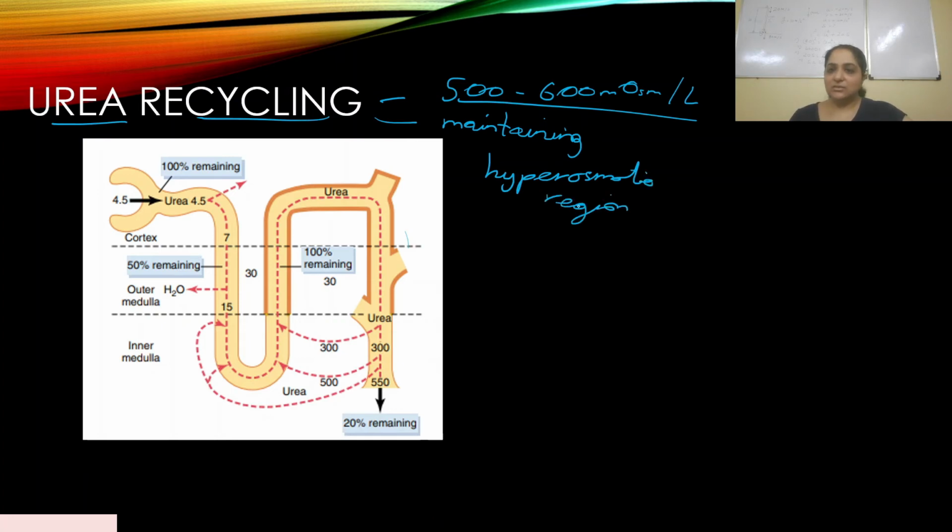I hope you understand what this hyperosmotic region means in terms of osmosis. So if you have a cell and there's a hyperosmotic region outside the cell, what will happen? Water will move out and the cell will shrink. It is the same idea over here, but with the help of ADH.